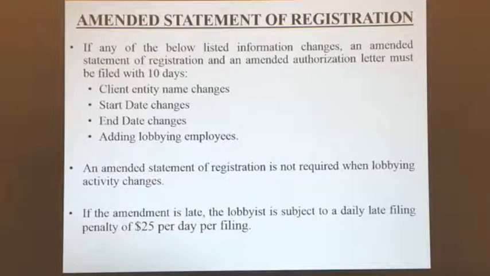Generally speaking, the information that you have to change on the statement of registration is if the name of the company changes, if the start date of lobbying changes, if the end date changes, or if you're adding employees. If any of these changes occur, you have to file an amended statement of registration and an amended authorization. If you're changing the employees, you should put the old authorization letter and the new one together as one PDF. These changes are actually required to be done within 10 days. If you don't complete them within 10 days, you will be subject to a daily late fine.